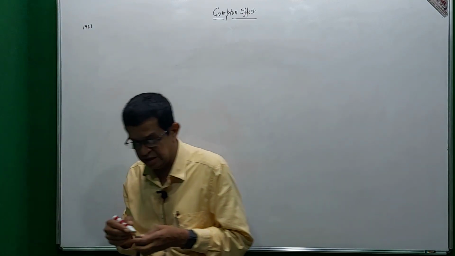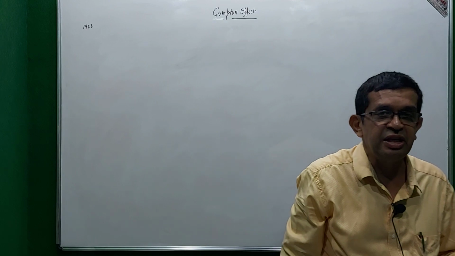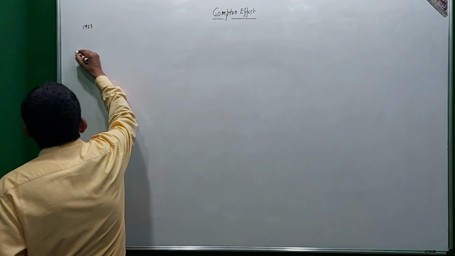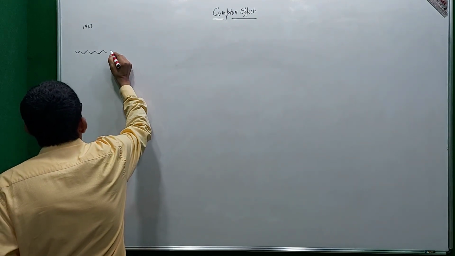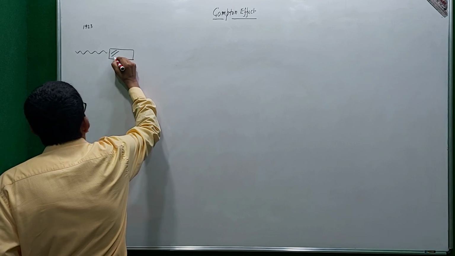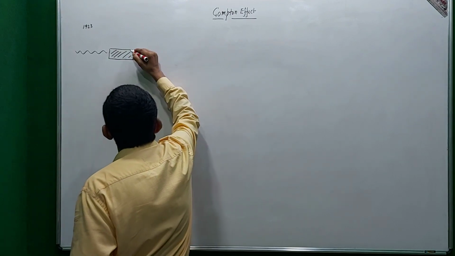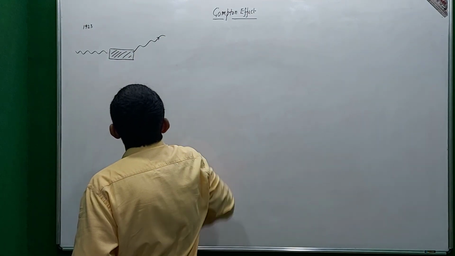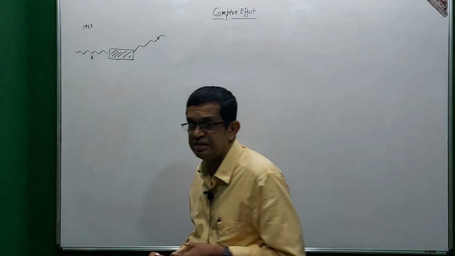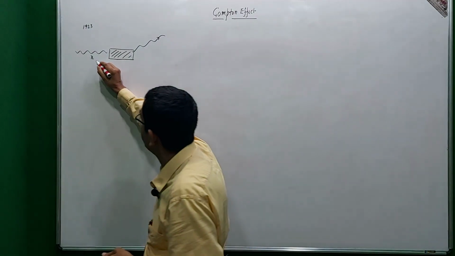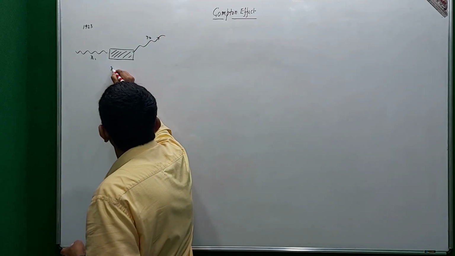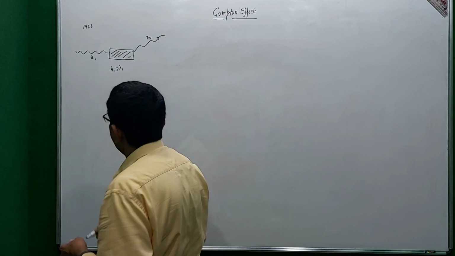Compton did an experiment regarding the scattering of X-rays. In the experiment, he used an X-ray beam made incident on a scattering substance such as a graphite block, and he found that the wavelength of the incident X-ray is, let us say, lambda 1, and the scattered wavelength is lambda 2, and Compton observed that lambda 2 is greater than lambda 1.